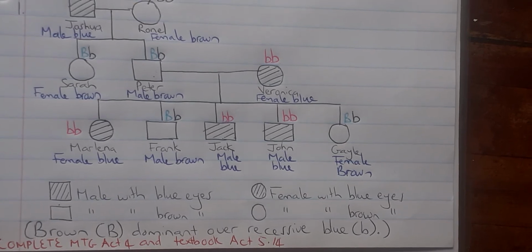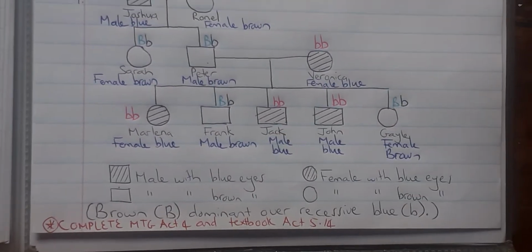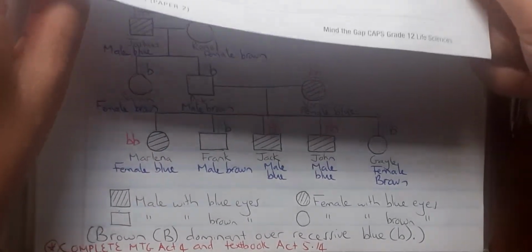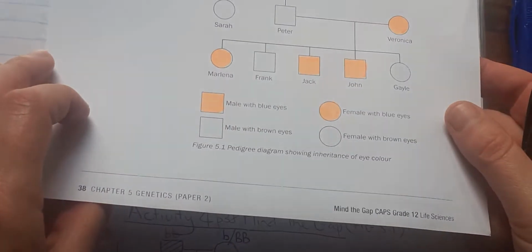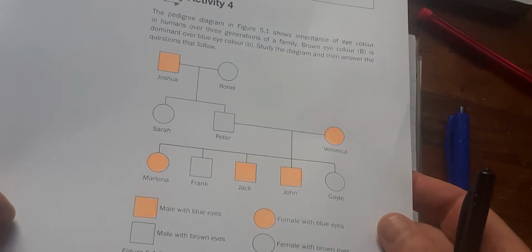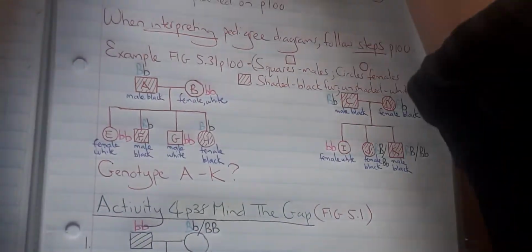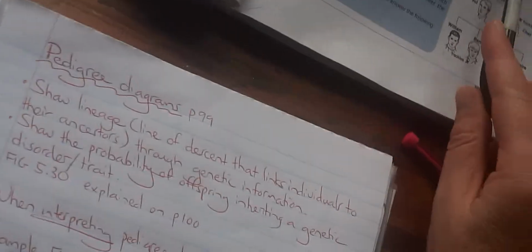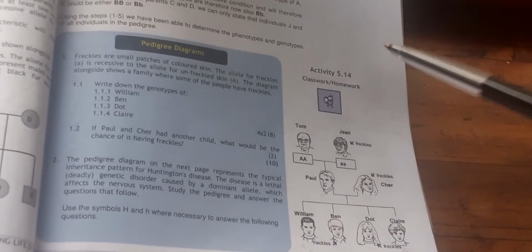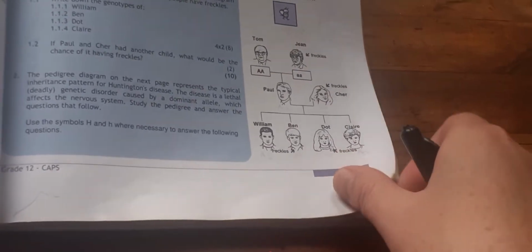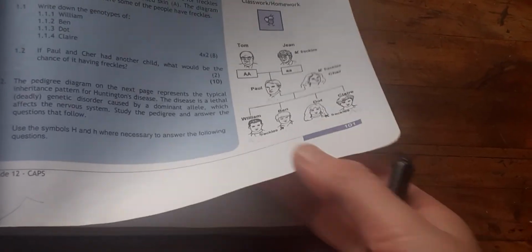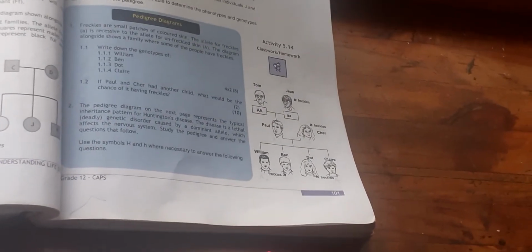Okay, so now what you are going to do is complete the questions based on activity 4 in the Mind the Gap notes, and you are going to do activity 5.14. It carries on onto the next page, page 101 and 102. And it is due on Monday.